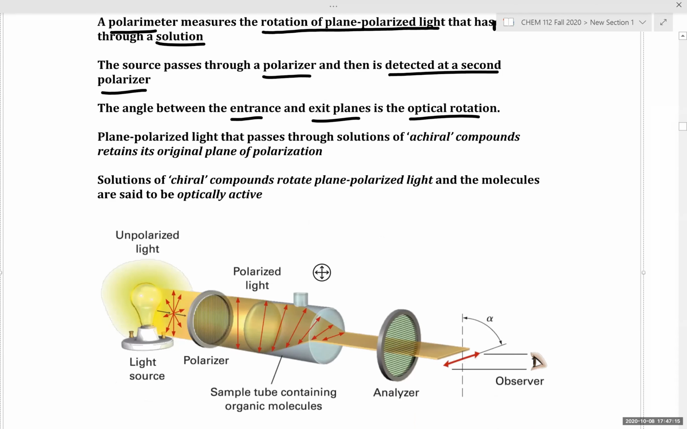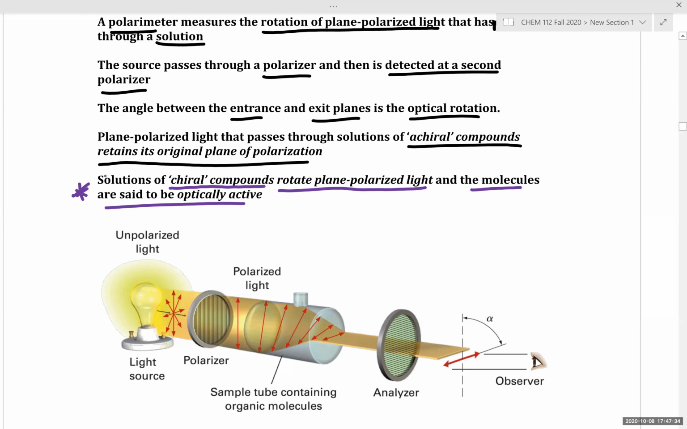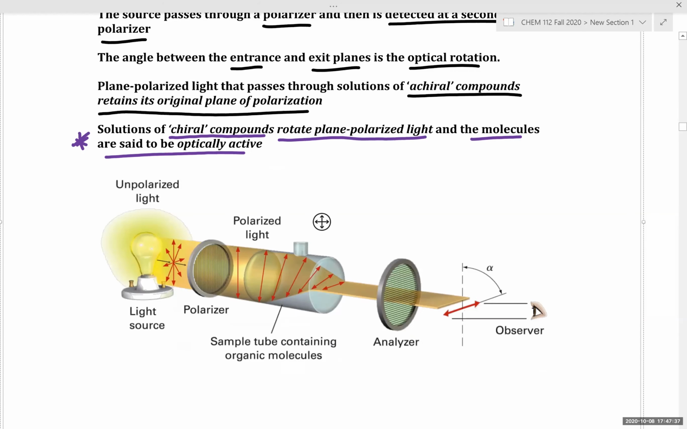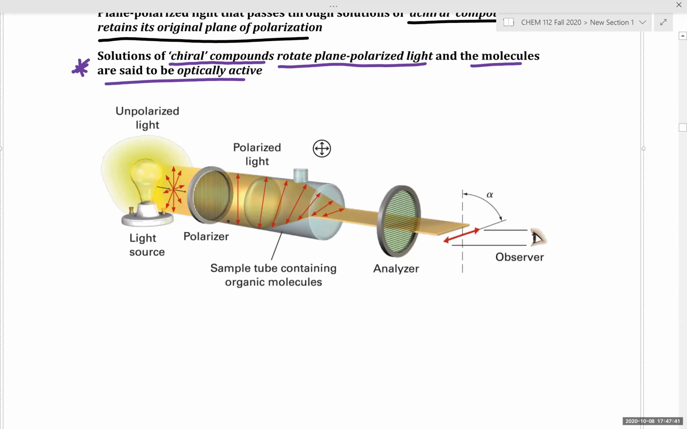When plane polarized light passes through solutions of achiral compounds, it retains its original plane of polarization. Critically, solutions of chiral compounds rotate plane polarized light, and the molecules are said to be optically active. For example, if we pass plane polarized light through a sample of organic molecules, the light ends up being rotated. This degree of rotation depends both on your sample concentration and your sample's identity and stereochemistry.